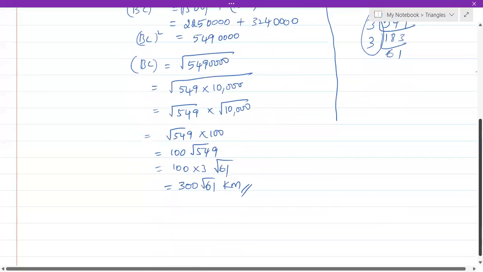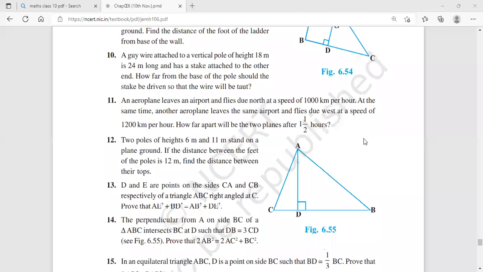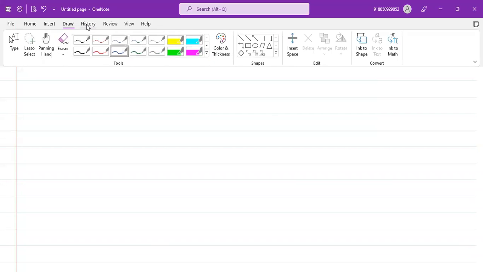Okay. So let's get into the next question. Two poles of height 6 meter and 11 meter stand on a plain ground. If the distance between the feet of the poles is 12 meter, find the distance between their tops. So what we have got is two poles. One is of height 6 meter. Another one is of height 11 meter.